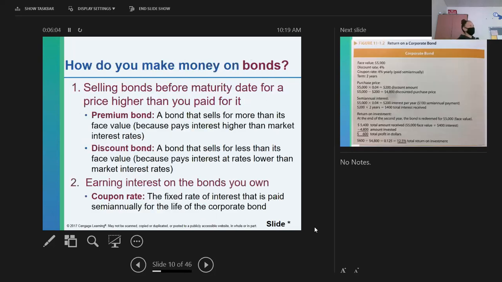So how do you make money on bonds? You can sell bonds before the maturity date for a price higher than you paid for it. A premium bond is a bond that sells for more than its face value because it pays interest higher than the market interest rates. So again, you pay more than the face value for it, but it has higher interest rates. A discount bond sells for less than its face value because it has interest rates lower than the market interest rates.